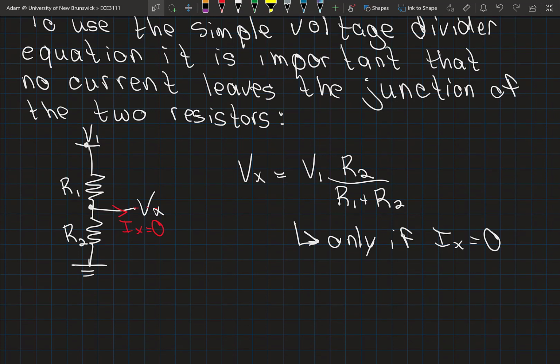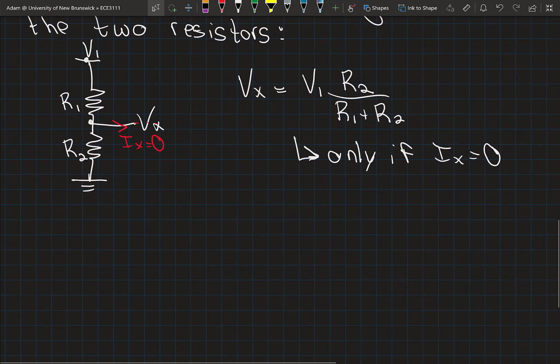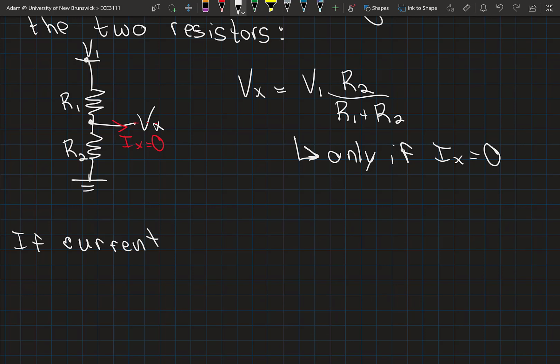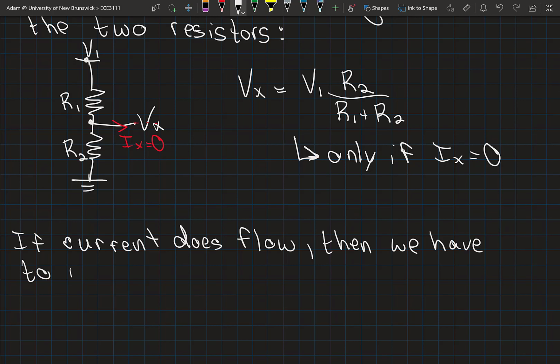Okay, what happens if there is current flowing from that midpoint between the resistors? So if current does flow, then we have to use another circuit analysis technique that you should be familiar with, which is Thevenin's theorem.